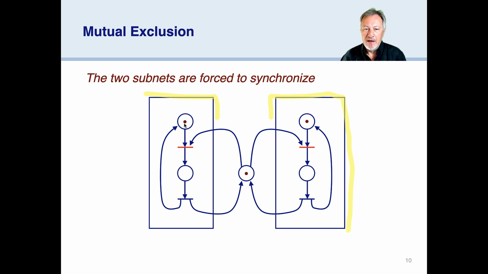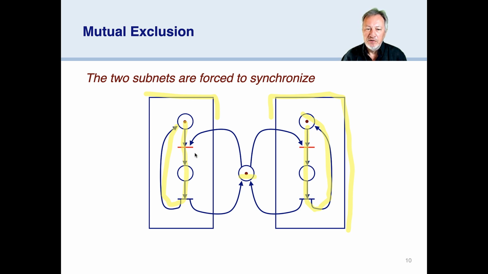So basically the idea here is that we have a subnet which is looping around. This token is representing flow of control. If this transition fires, it'll move here and then it'll move back again. Similarly, here we have a token representing flow of control. This token, on the other hand, is behaving like a semaphore.